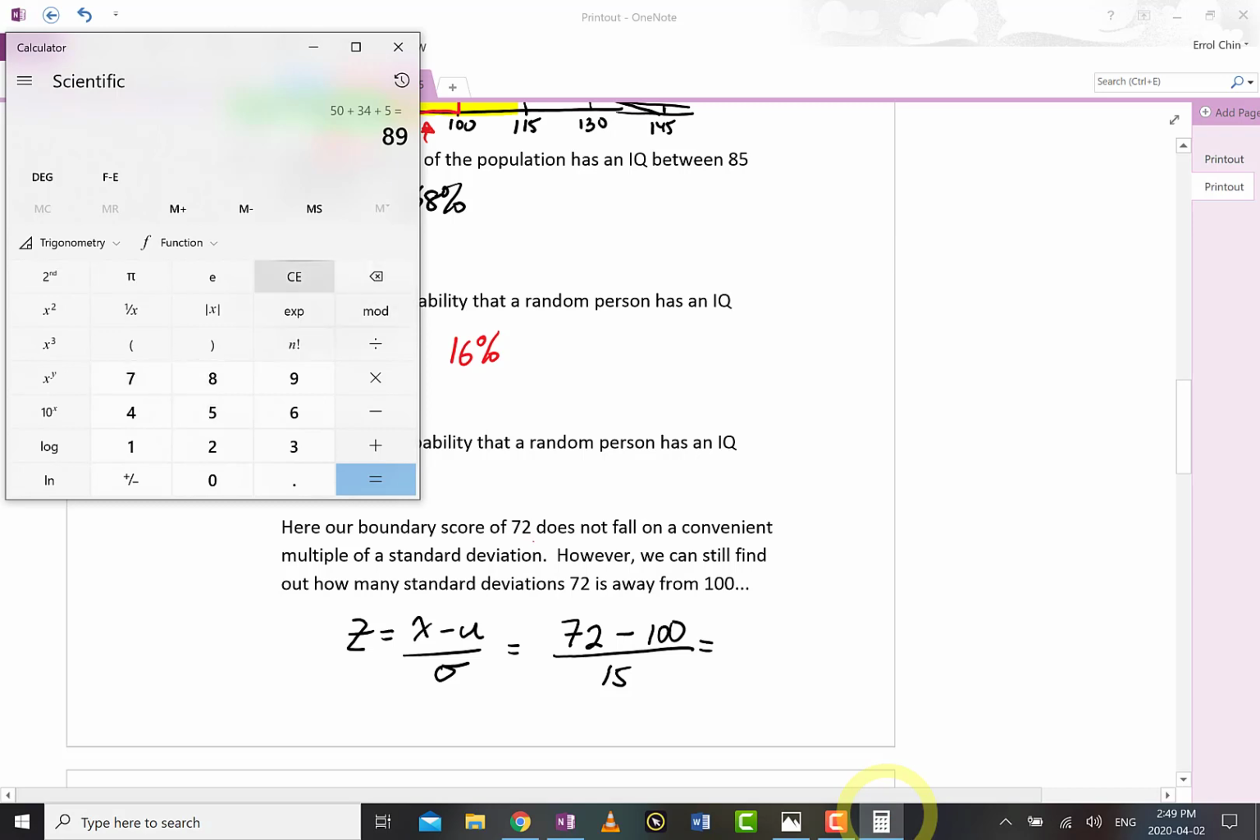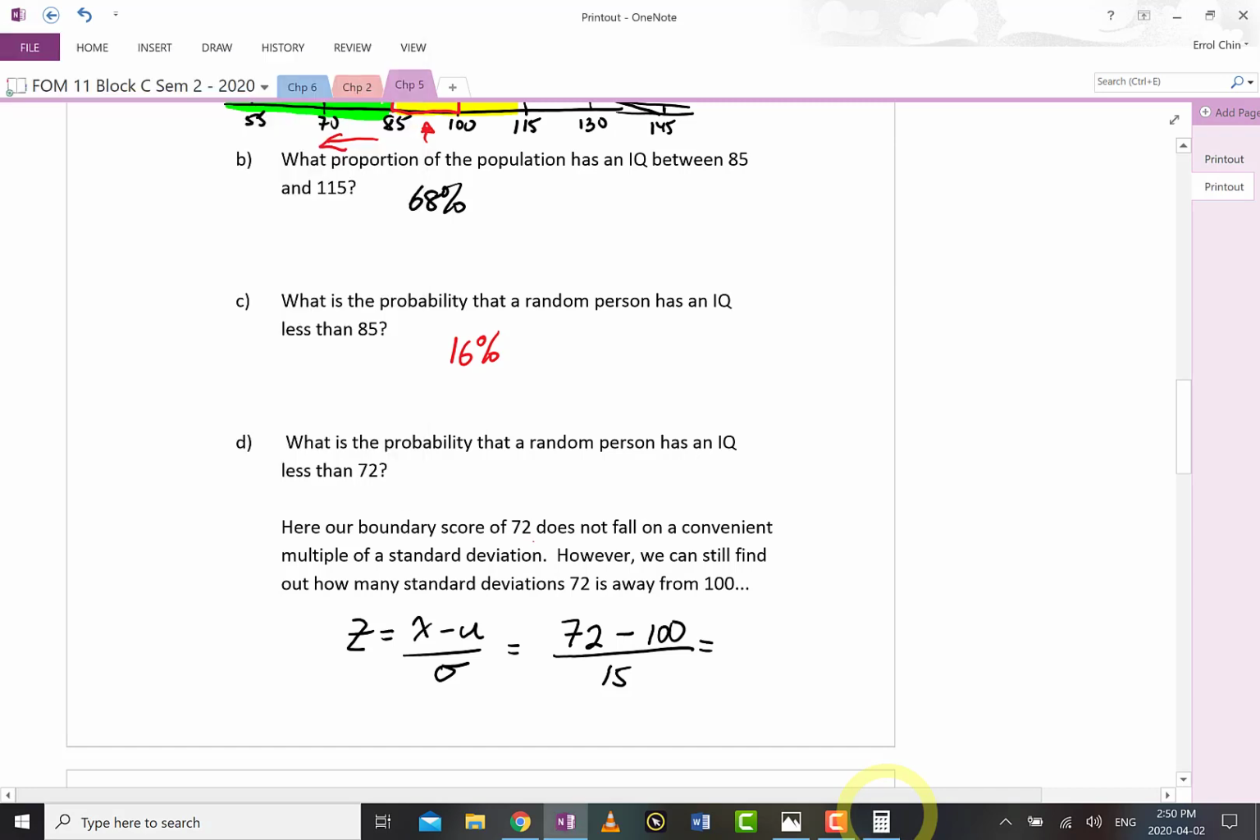Now, using this formula, we are going to find portions of standard deviations, right? So 72 subtract 100, divided by 15. So it's negative 1.8666 standard deviations to the left. Negative 1.866 standard deviations to the left, right?